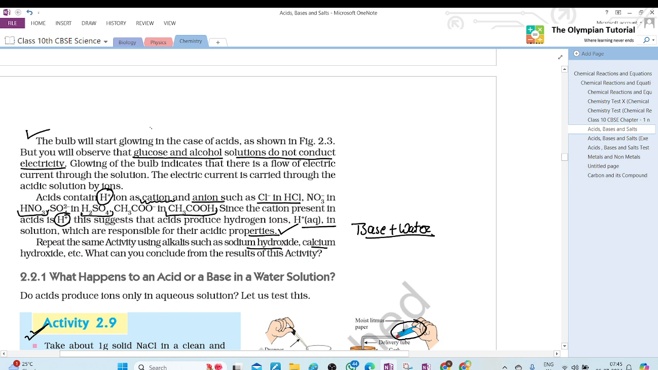The bulb will start glowing in case of acids, but you will observe that glucose and alcohol solutions do not conduct electricity. So the glowing of the bulb indicates that there is a flow of electric current through the solution, and the electric current is carried by the ions in the acidic solutions. The H plus ion is the cation in an acid, and the OH minus ion is in a base.